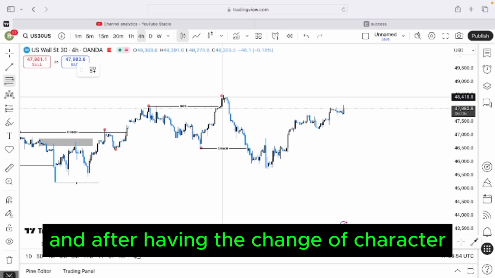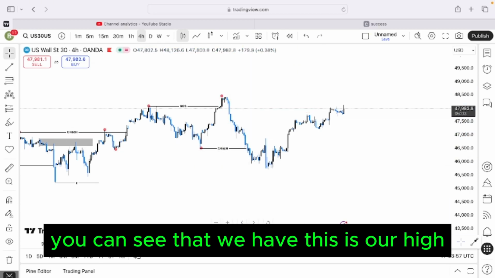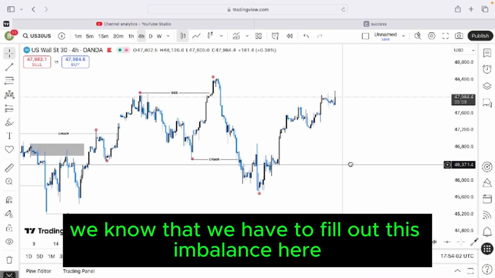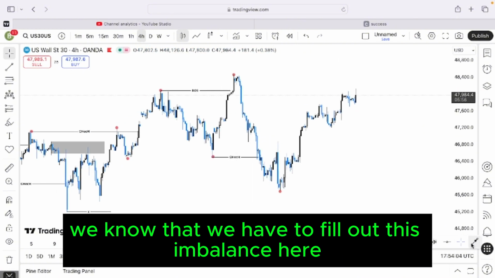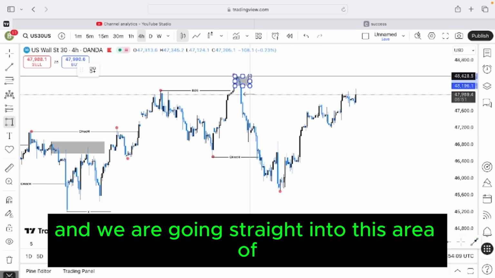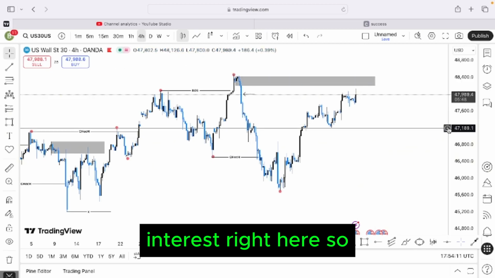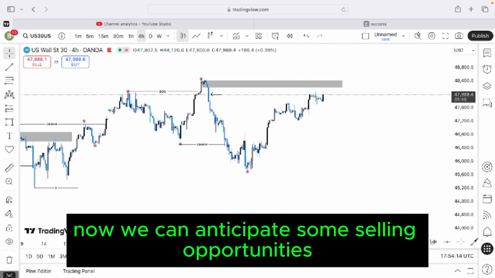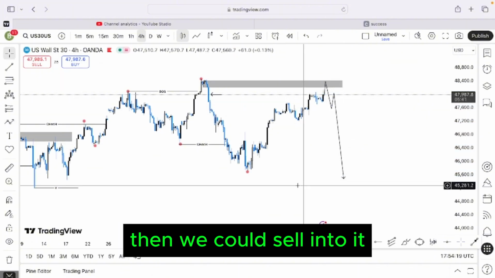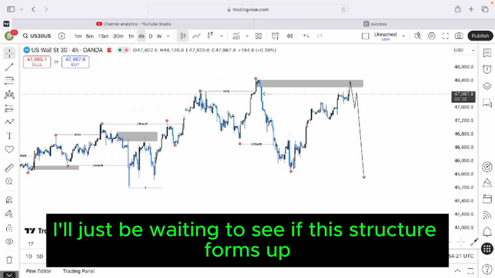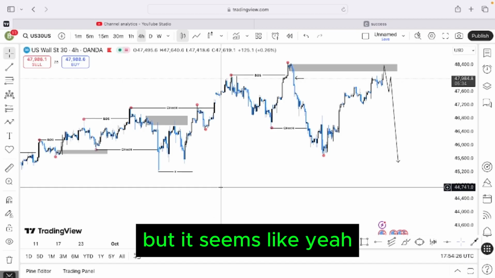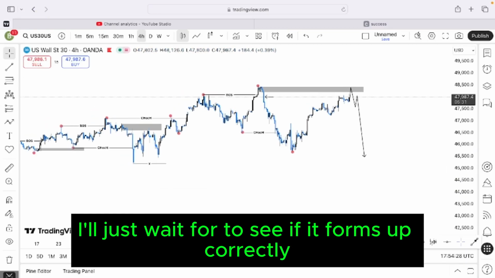And after even the change of character, you can see that we have this as our high and this as our low point. So after having that, we know that we have to fill out this imbalance here, and we are going straight into this area of interest right here. So now we can anticipate some selling opportunities on USDT. So we expect this to happen, then we could sell into it. So I'll just be waiting to see if this structure forms up correctly.